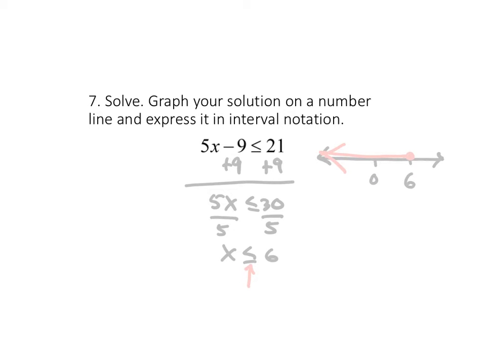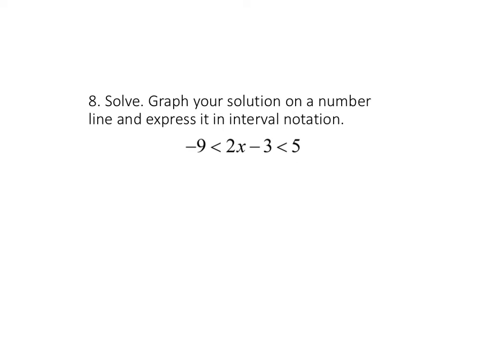Now we do need interval notation that's read from left to right. The left arrow indicates that we have negative infinity. On the right side it stops at 6, and at 6 is included, so that gets a square bracket.